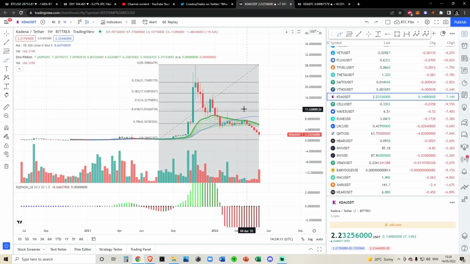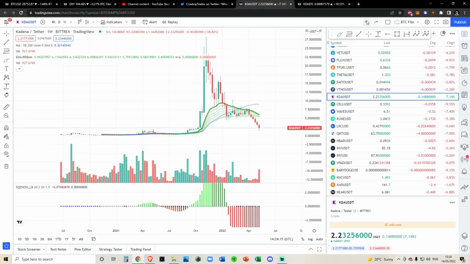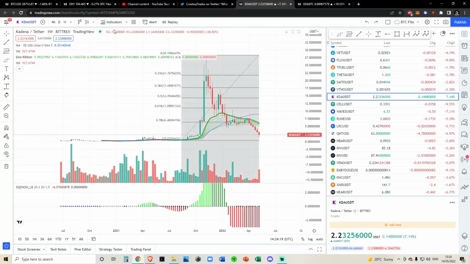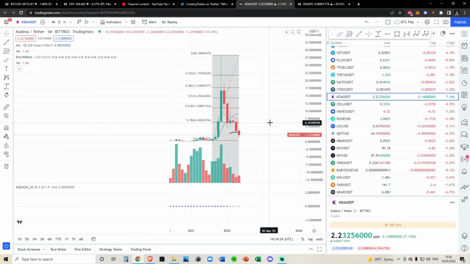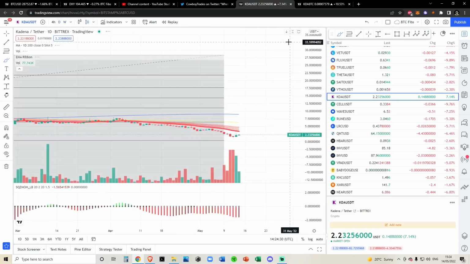The fact that, in my opinion, this is an uptrend best defined by the weekly time frame, the fact that we've had multiple weekly closes, even potentially monthly closes. Have we had a monthly close? We've had one monthly close below this. So in my opinion, the uptrend on Kadena is undoubtedly completely invalidated.